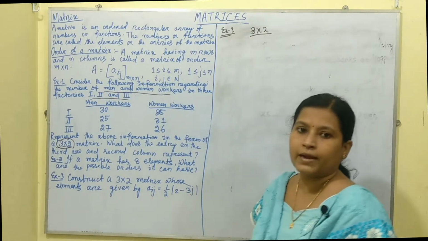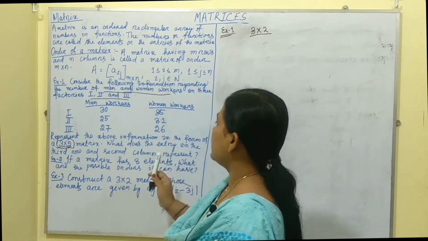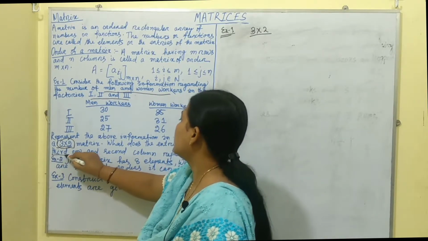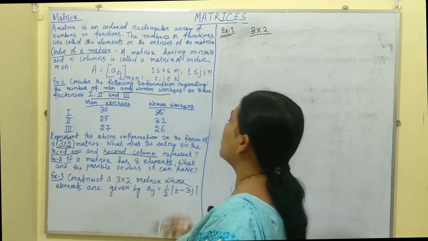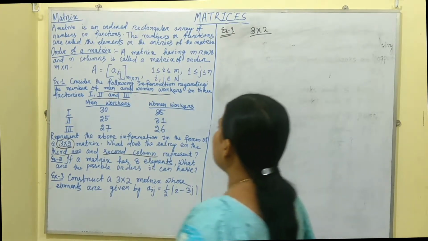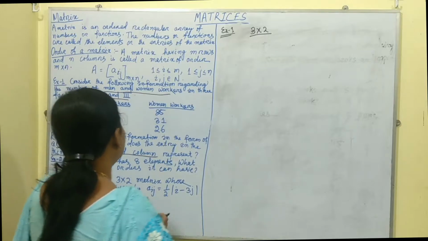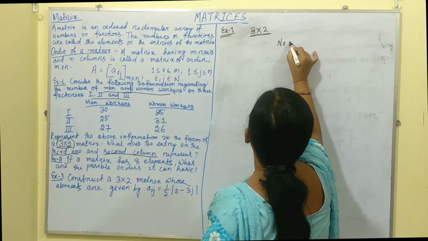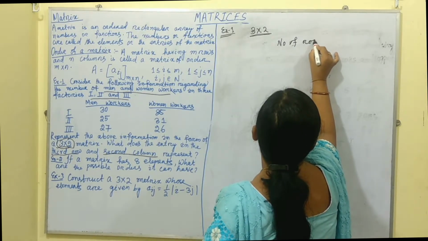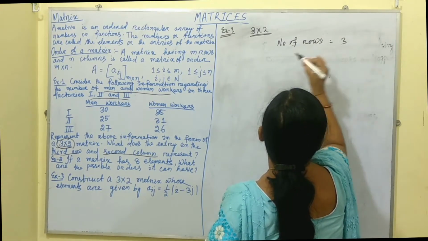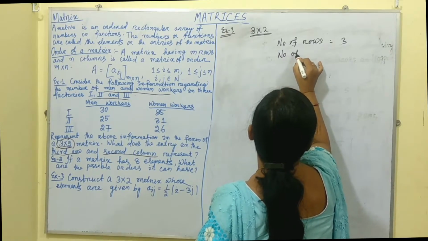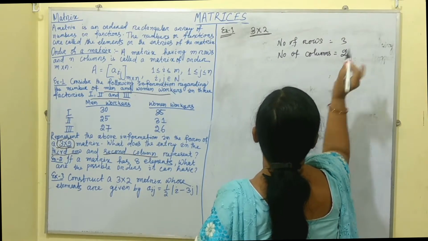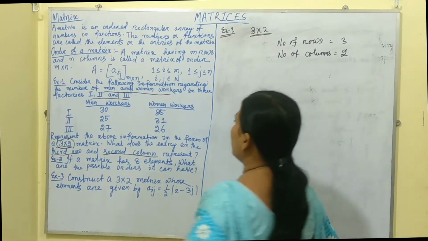Find a 3 by 2 matrix following this information. And what does the entry in the third row and second column represent? Okay, so we'll start with a 3 by 2 matrix. The number of rows is 3, the number of columns is 2. So there are 3 rows and 2 columns.